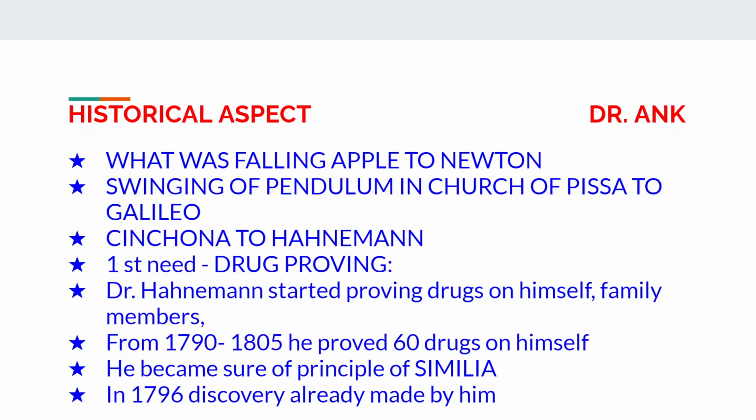So from 1790 to 1805, he had proved 60 drugs on himself. He became sure of the principle of similia. In 1796, the discovery was already made by him. So while he proved the drugs, he also started dispensing these drugs to the patients by applying the principle of similia. So he was so sure about his law of similars.